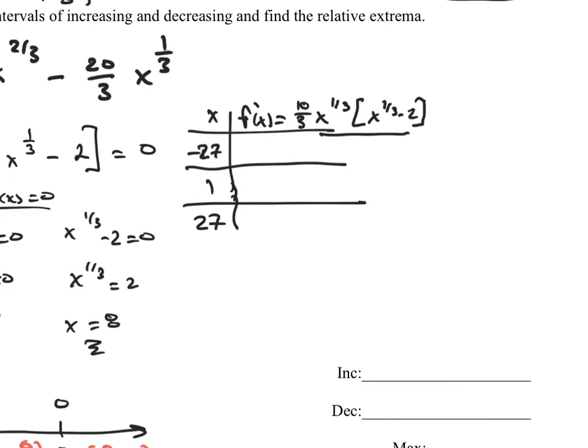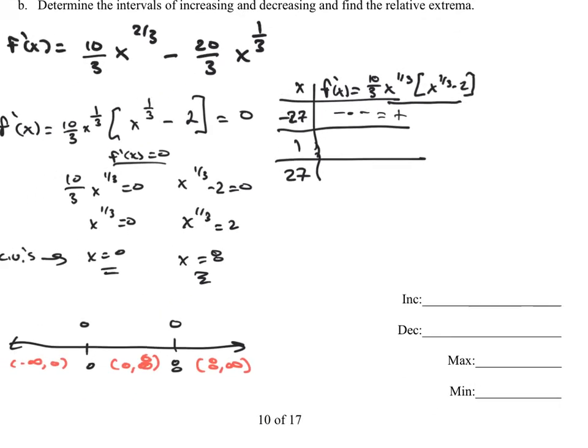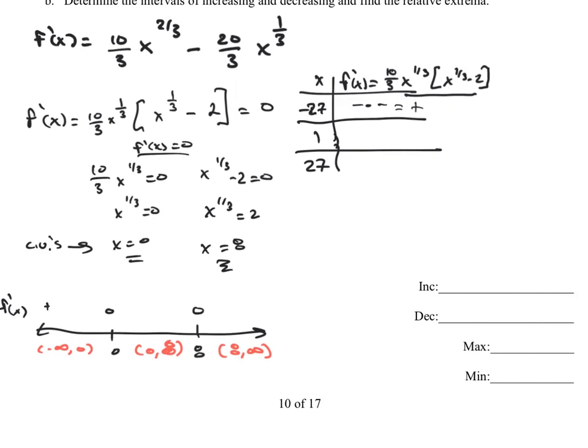Okay, so let's try negative 27. Negative 27, the cube root of that's negative 3. So that first term would be a negative. And cube root of negative 27 again is negative 3 minus 2. That would also be negative. And a negative times a negative is a positive. So the derivative must be positive on that entire first interval. Plug in a 1. Cube root of 1 times 10/3 is a positive. Cube root of 1 is 1 minus 2 is a negative. A positive times a negative is a negative, so the derivative has to be negative on that entire interval.